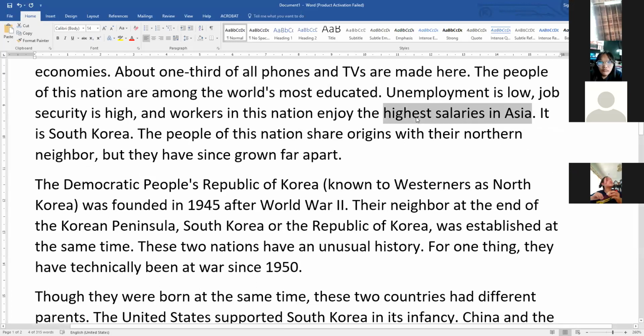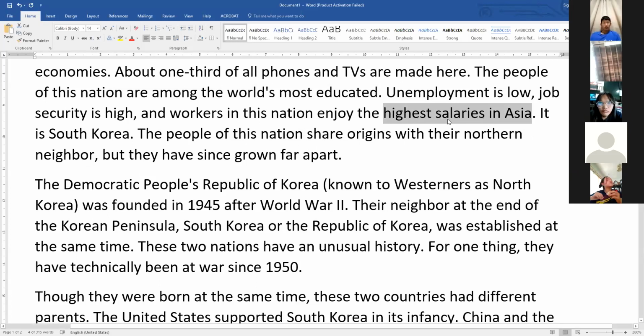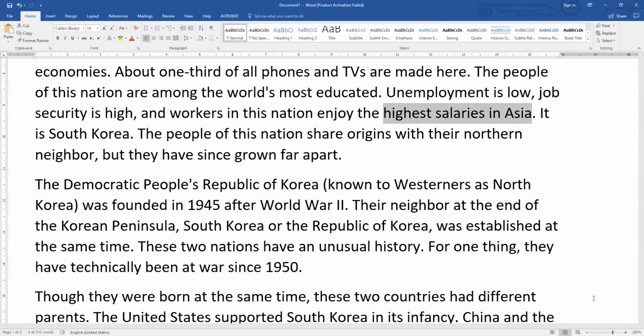Highest salaries in Asia. One more time, read it carefully. Highest salaries in Asia. Thank you. Salaries. One more time. Okay, try next time. Do not worry about it. I will send a video of you.